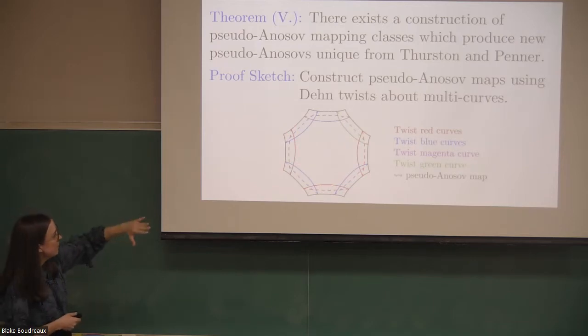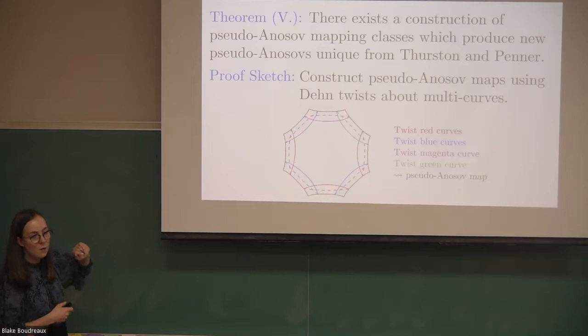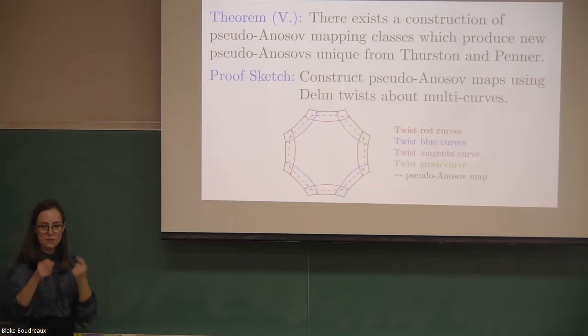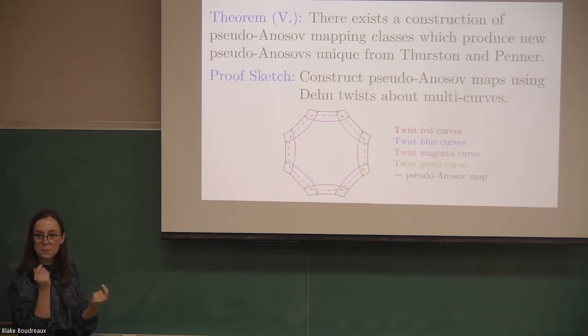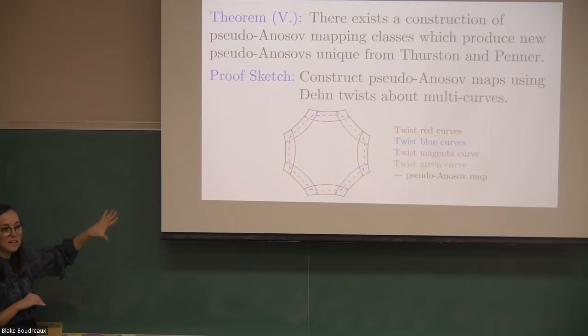So I have a collection of red curves, a collection of blue curves, and then I have a pink curve and a green curve. What I'm going to do is I'm first going to twist the red curves in the positive direction, then the blue curves in the positive direction, the pink curve in the positive direction, and the green curve in the positive direction. And I'm able to show that this gives me a pseudo-Anosov map. So this construction is much more extensive than this, and it goes to many other punctured spheres. But I want you to think about this particular map, because this is one of the maps that ends up being unique.